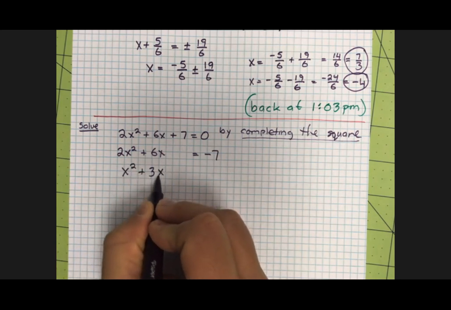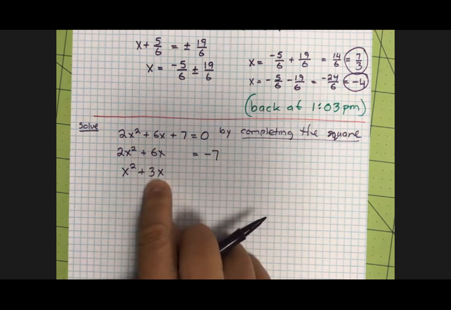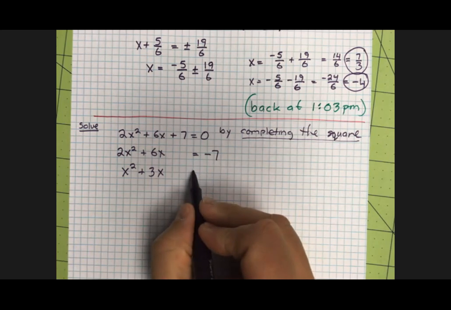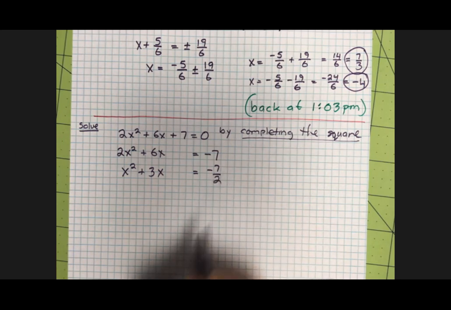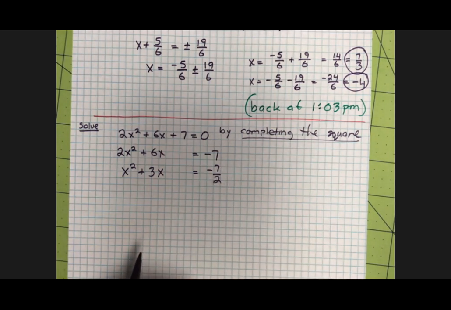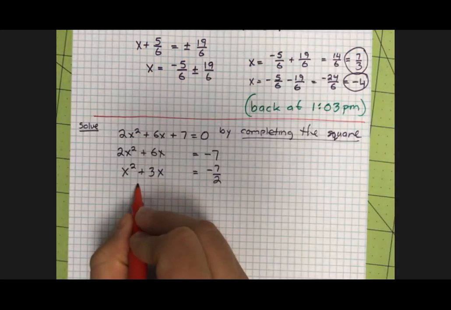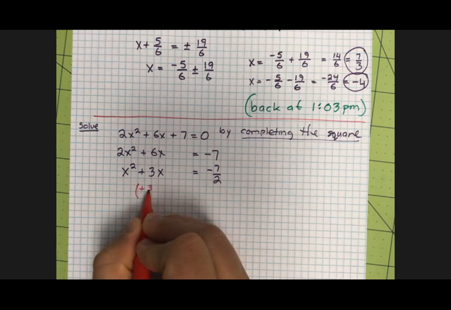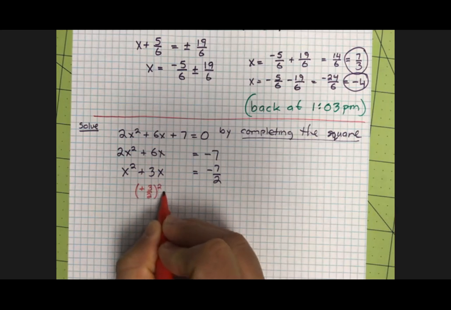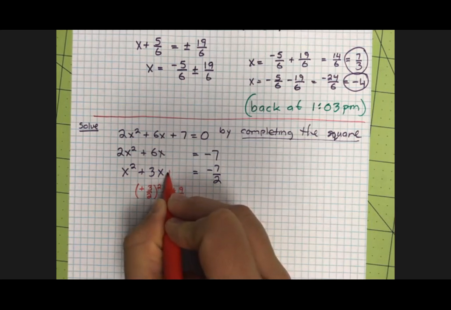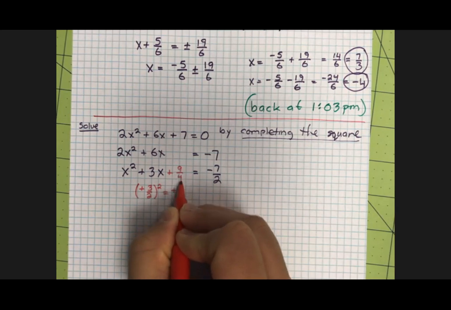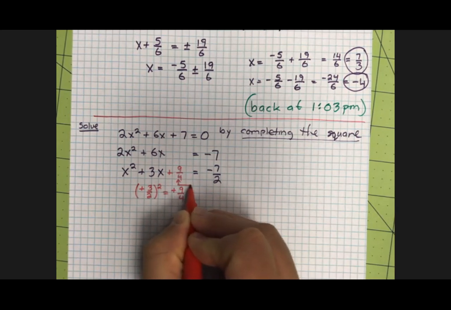Actually, that's kind of nice right there. At least, no fractions yet, but there are going to be some fractions coming. Here's a fraction, minus 7 over 2. Now we've got to do the complete the square game. And what is the complete the square game? Take half the number in front of the x, and that includes the sign. Square it, and that includes the sign. Add that squared number, 9/4, to both sides of the equation.